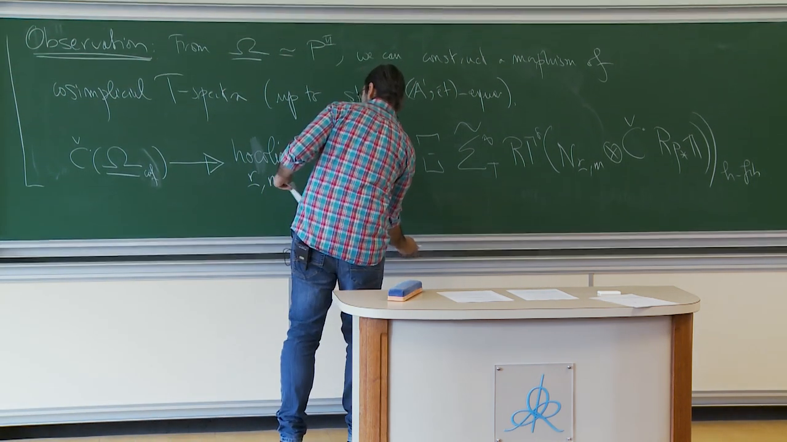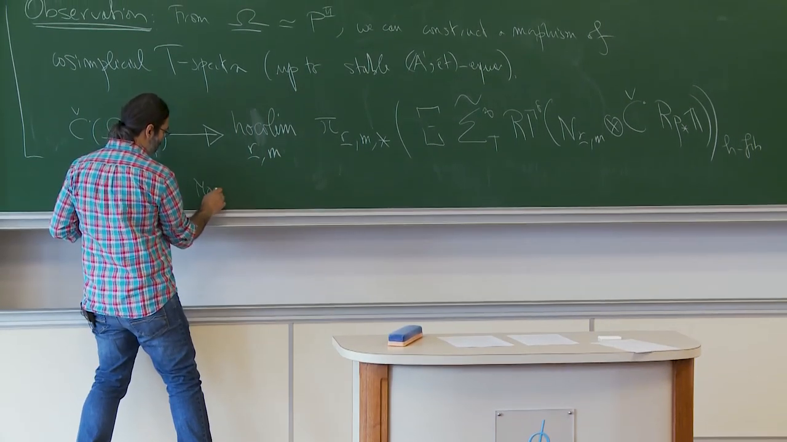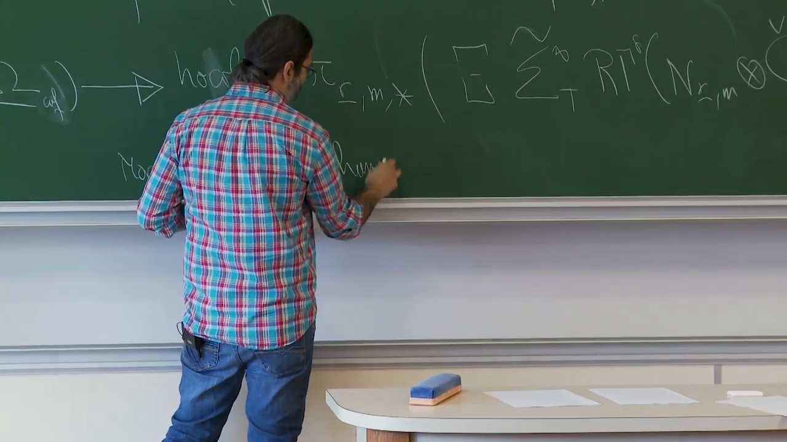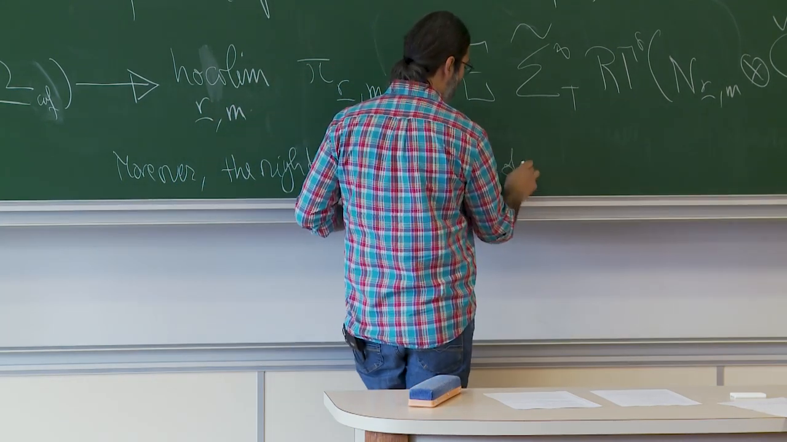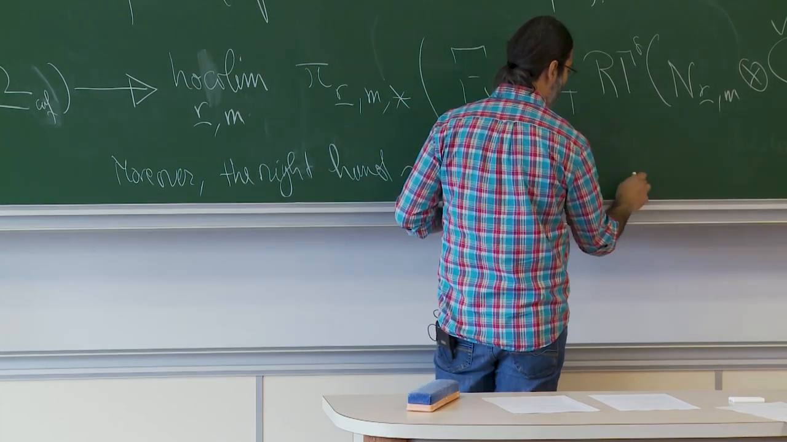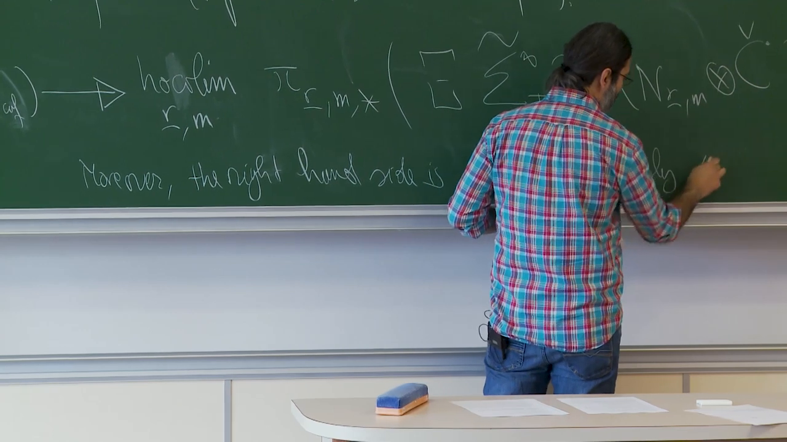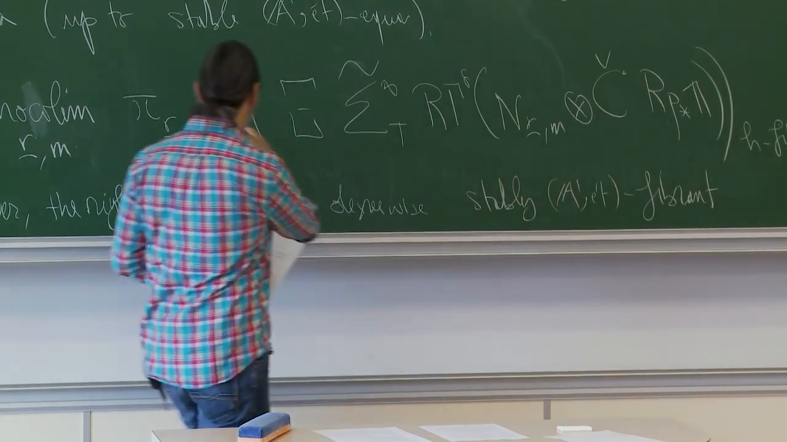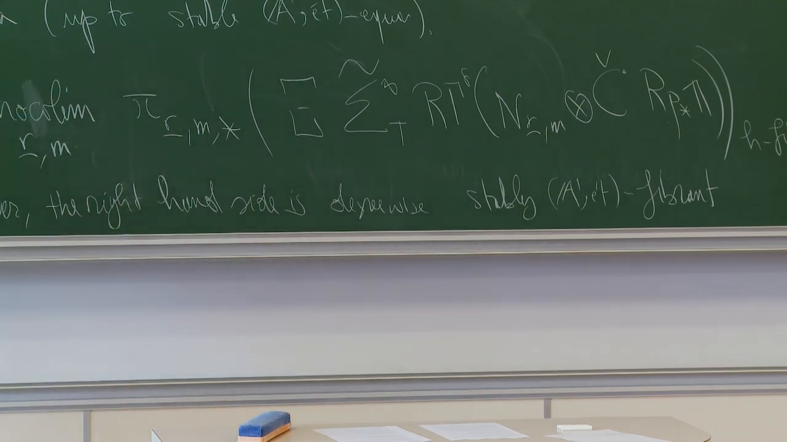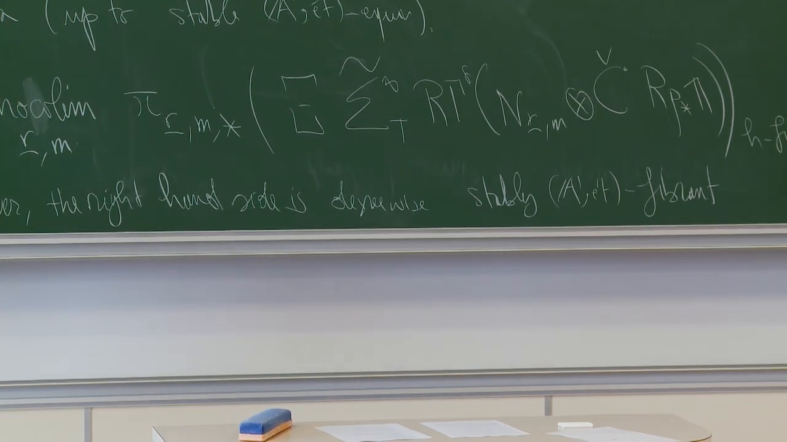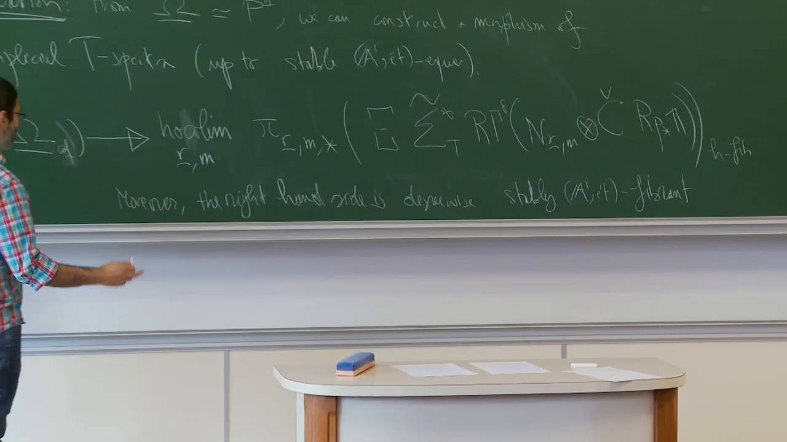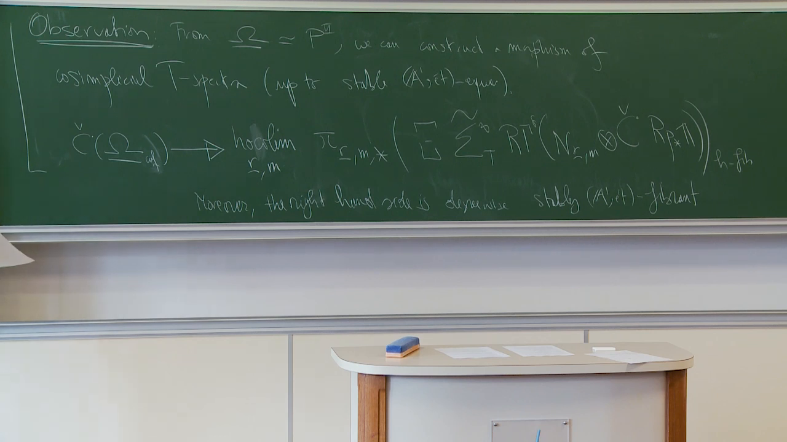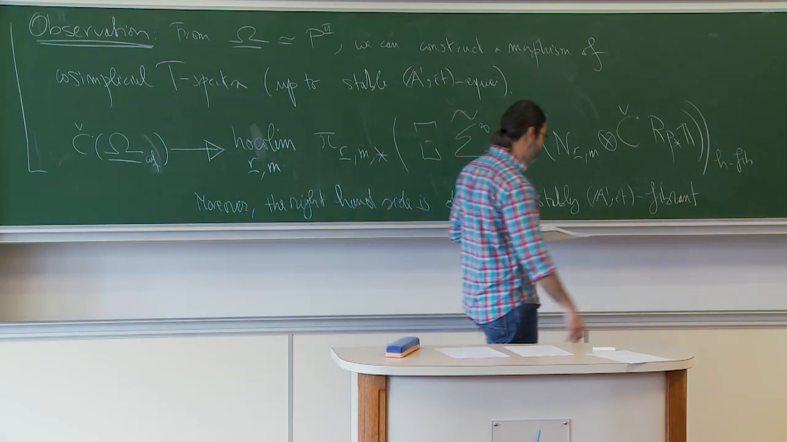And moreover, one can show that the right hand side is degree-wise stably A1 étale finite. So degree-wise, this object is good enough for computing the homotopy limit. If I want to compute the homotopy limit of this, I know that it will go to the homotopy limit of this thing, and this can be computed using just the totalization operation on complexes because of this property.